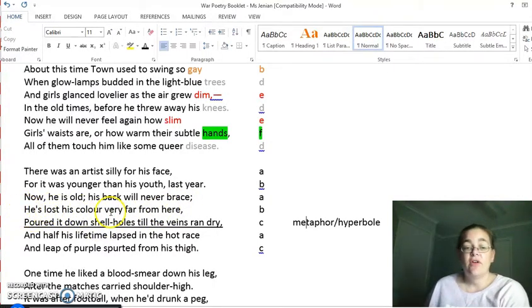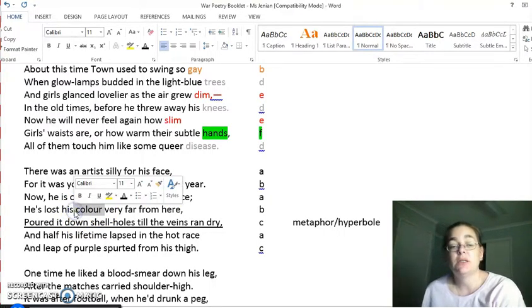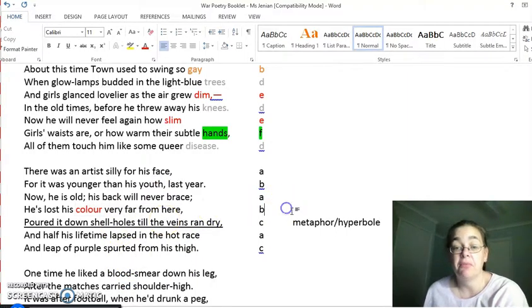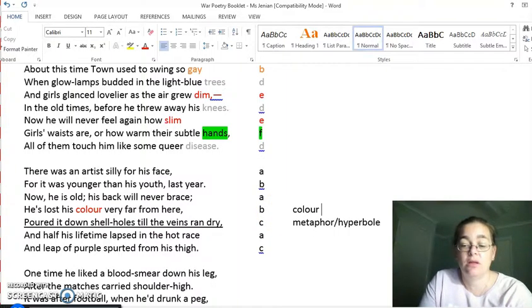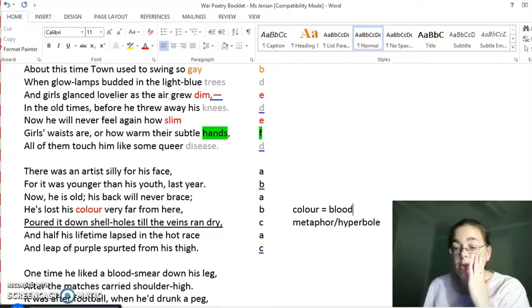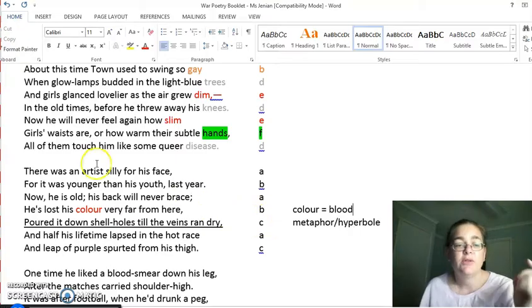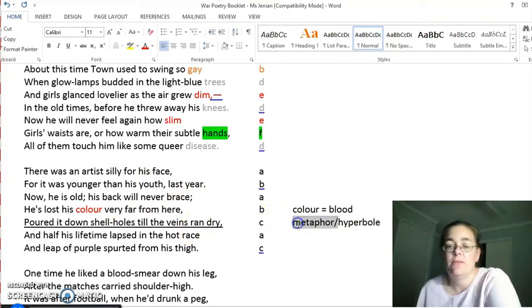He's lost his colour very far from here. So his colour refers to his blood. I'm going to make that red, just to be kind of literal. Colour. So people often talk about, you've got a bit of colour in your cheek. It means you've got more blood, you're redder in the face. So he lost his colour very far from here. Whoops, that shouldn't be there.